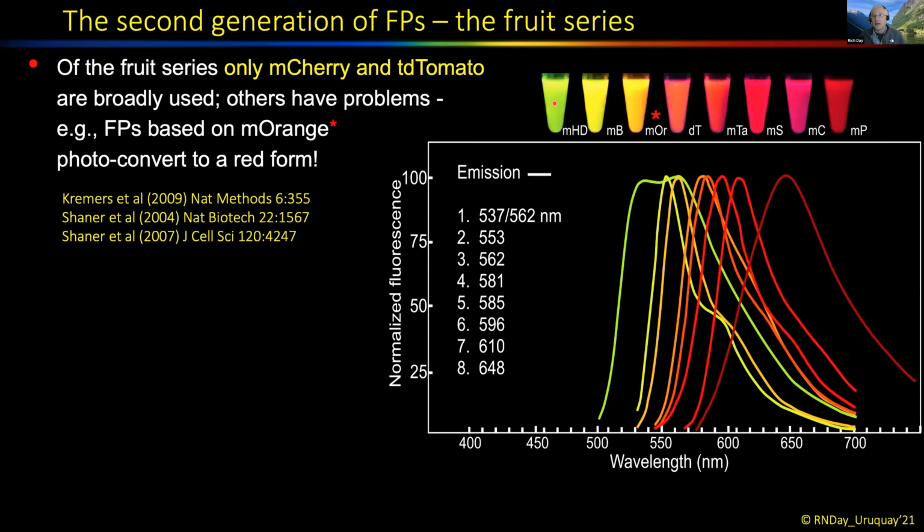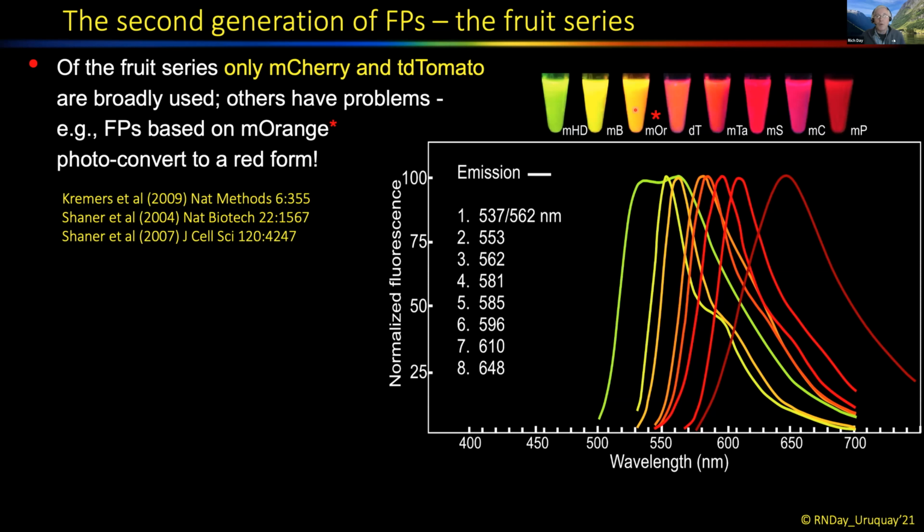And so this is honeydew, this is banana, orange, tomato, this is dimeric tomato, tangerine, strawberry, and cherry, and these are the emission spectra for all of them. So in a very short period of time, we had a whole set of new fluorescent proteins. Of the fruit series, really only mCherry and tandem dimer tomato are broadly used. The other ones had a number of problems associated with them and are not used frequently.